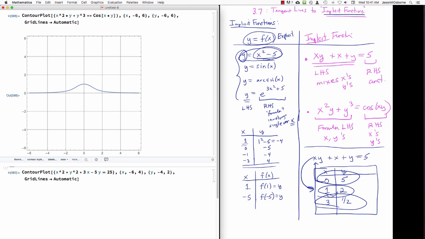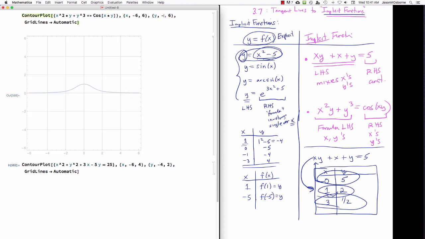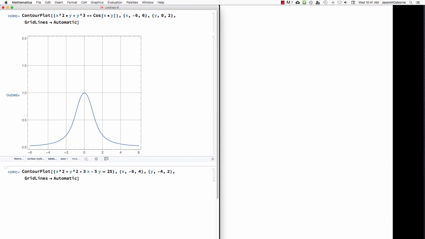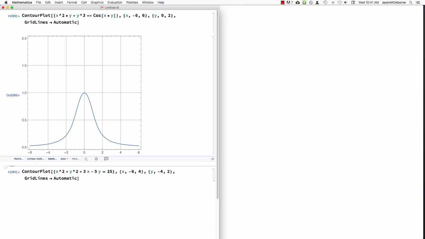So if we plot this from, say, -6 to 6, and let's plot y going from 0 to 2, there is the graph of this function. Okay, so let's see if we can test one point on this function. If you just look at the graph of x squared times y plus y cubed equal to the cosine of xy.